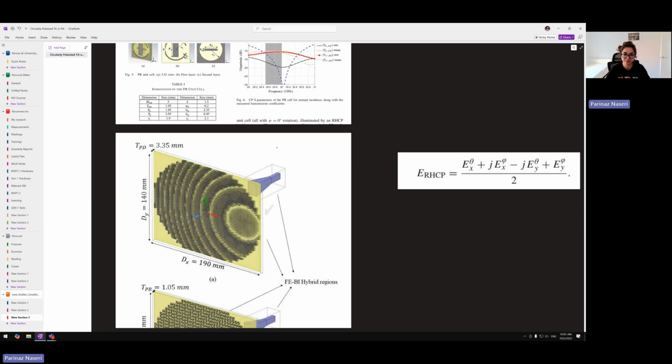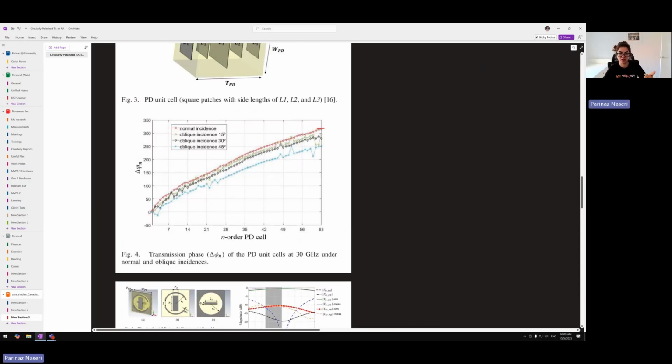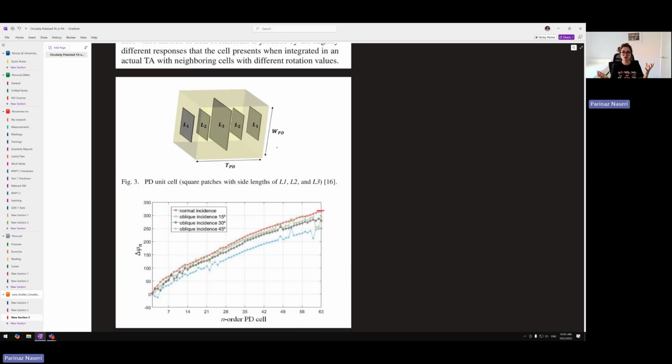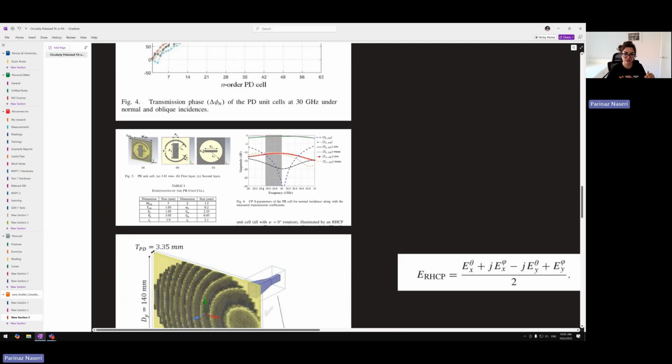Now here, I want to go back to another one. Now I want to cut this. This is the phase delay. You see, simple. You're designing a linearly polarized unit cell as usual. The only thing you care about at the end is that you get the 0 to 360 degrees, just putting the right phase difference.